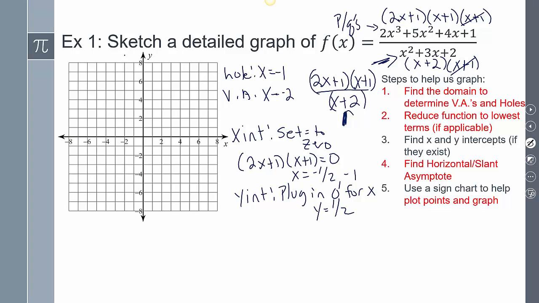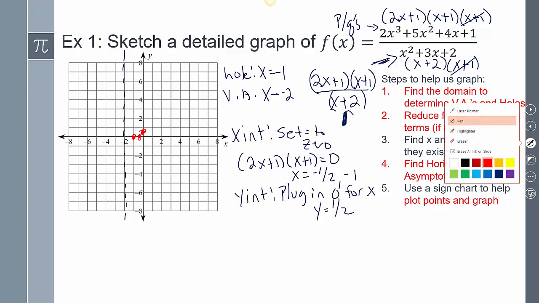All right, so let's plot some of this information on our graph. So x equals -2, that's our vertical asymptote, and then we said that we have zeros at x equals -1/2 and -1, so right there and right there. And then we have a y-intercept at y equals +1/2, so right there.